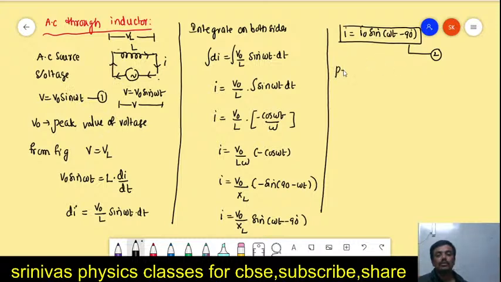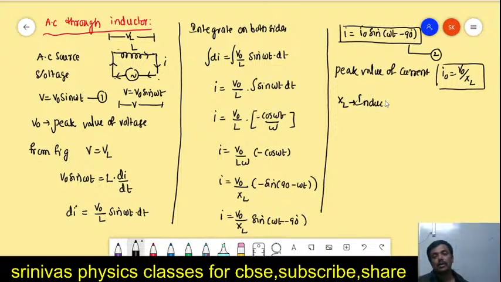In this, what is the formula for the peak value of current? The peak value of current in the inductor we write as I naught equals V naught by XL, where XL is the inductive reactance. We write the XL formula as L omega.